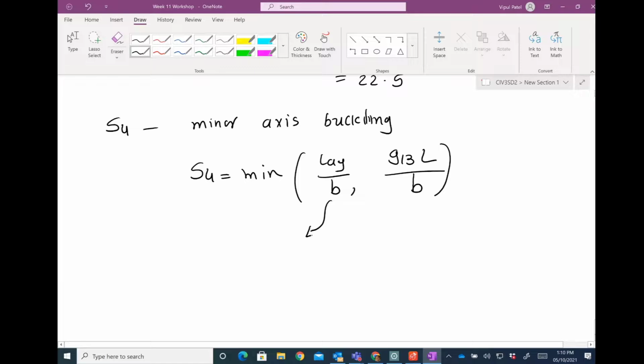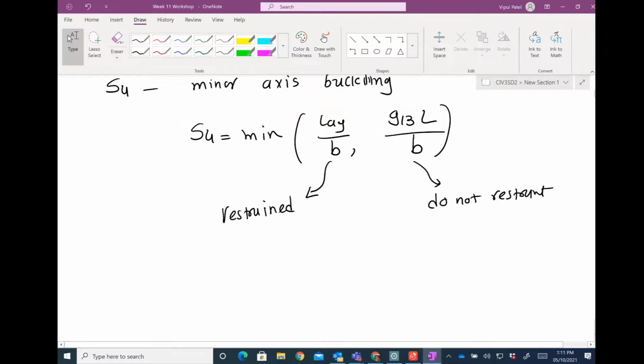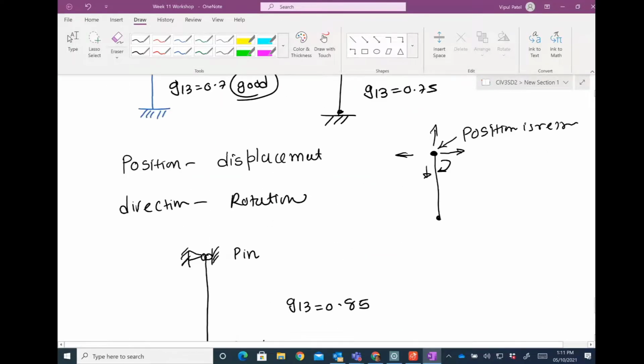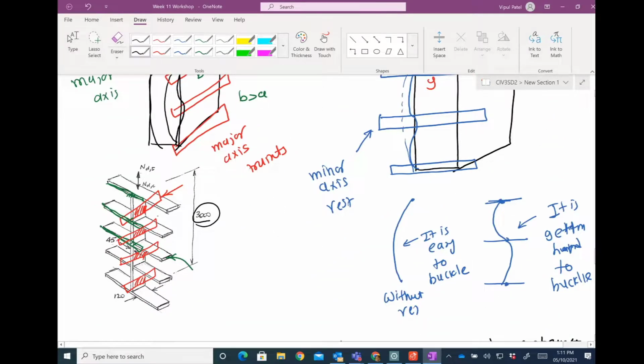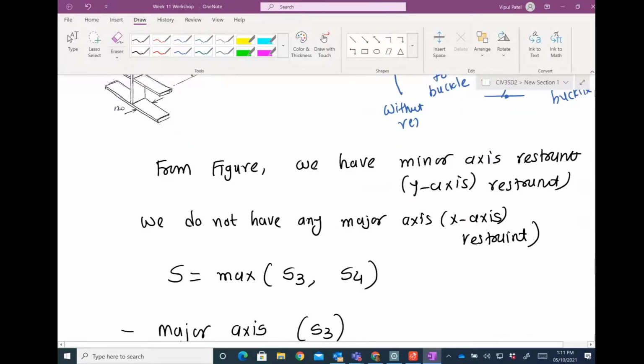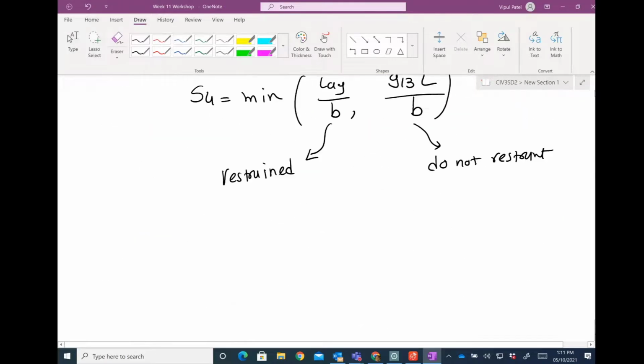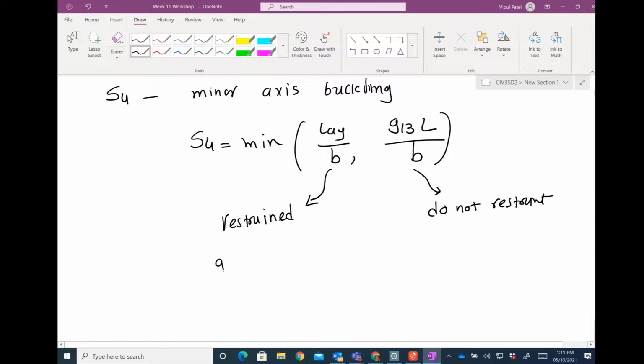Now this portion is saying that you have restraint, and you have do not restrain. And we know that the minor axis is restrained, right? This minor axis is restrained by this green one. So if you have a restraint there, then we're going to use this restraint equation, which is G13.